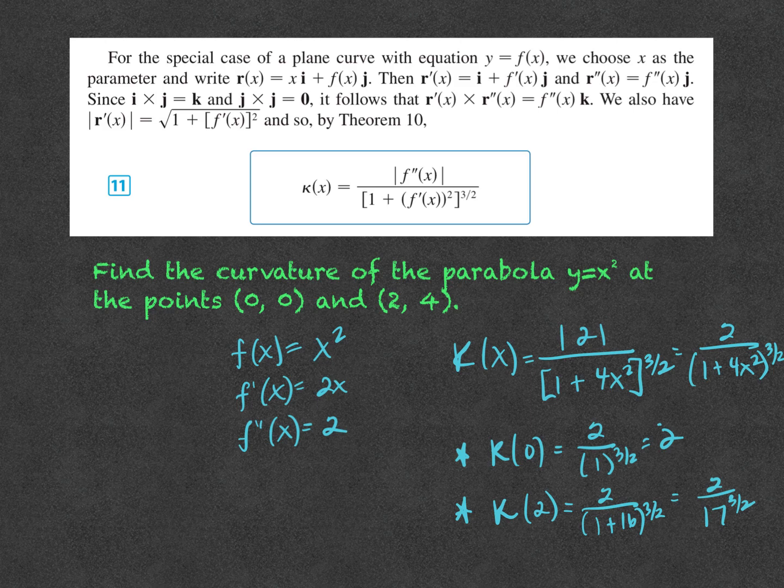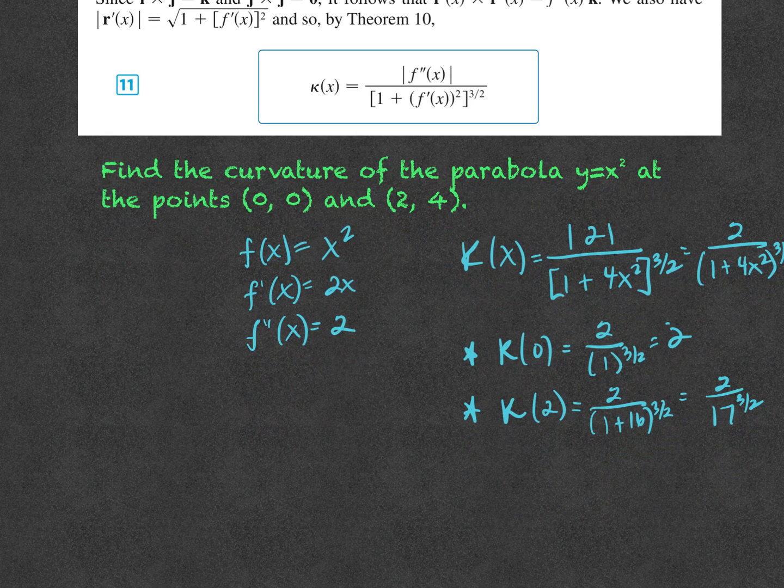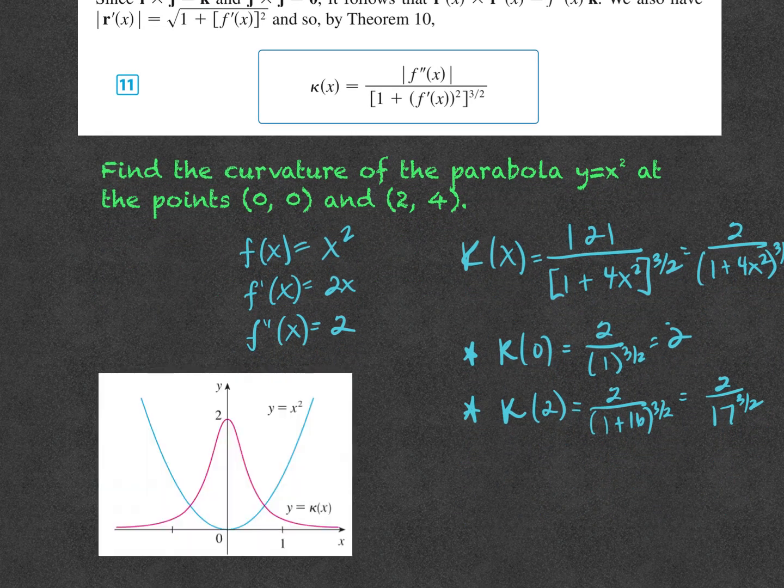So remember, the curvature tells you how quickly it's changing direction, but it was also defined as the magnitude. So you can see why the absolute value is in that formula. And we can look at the graph of this. You can see the graph of y equals x squared and the kappa graph, which is the curvature there.